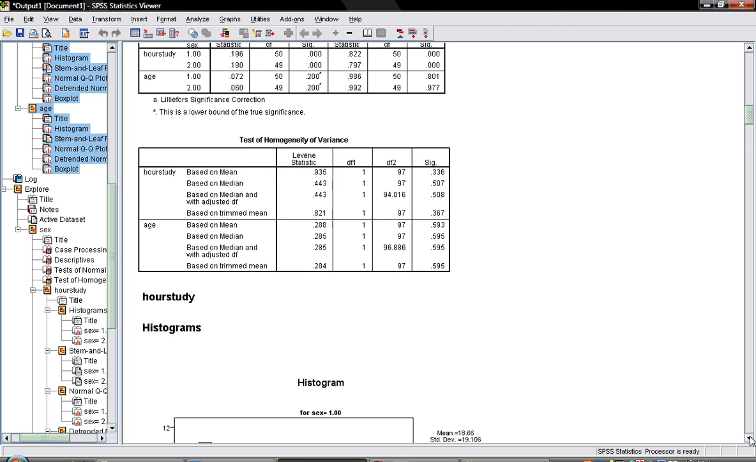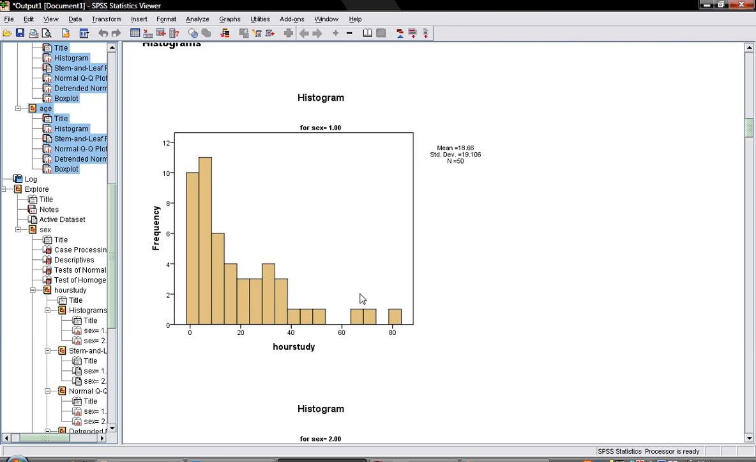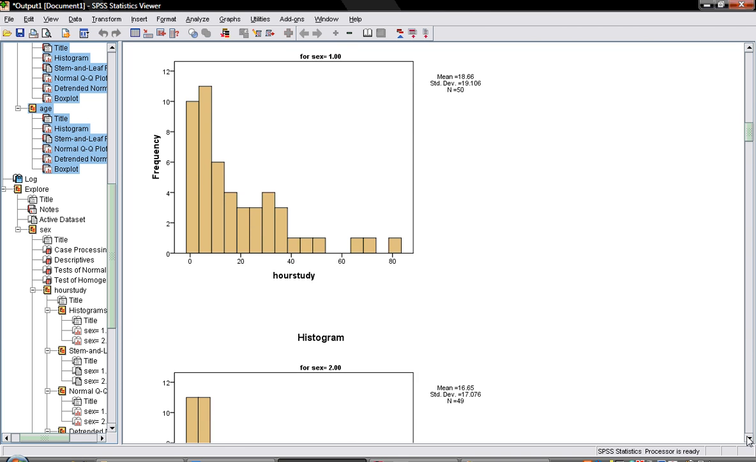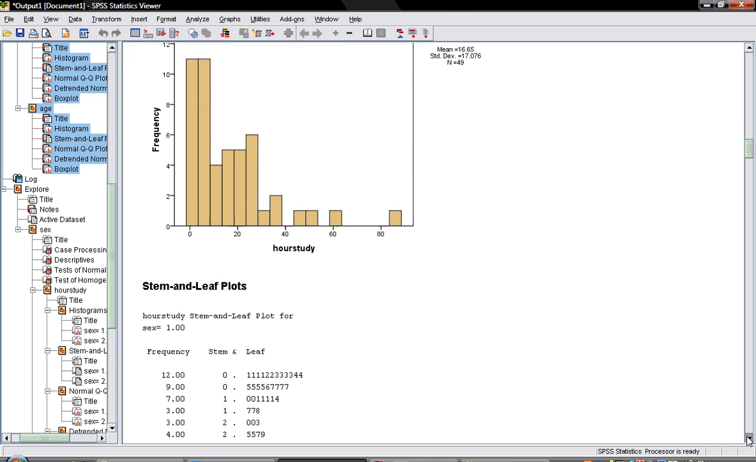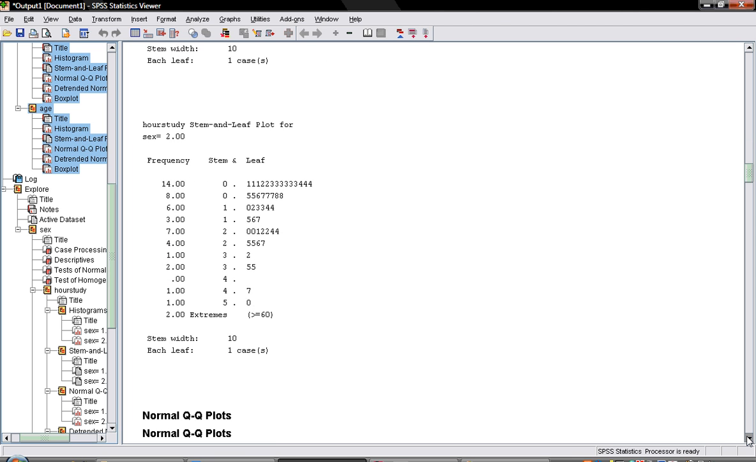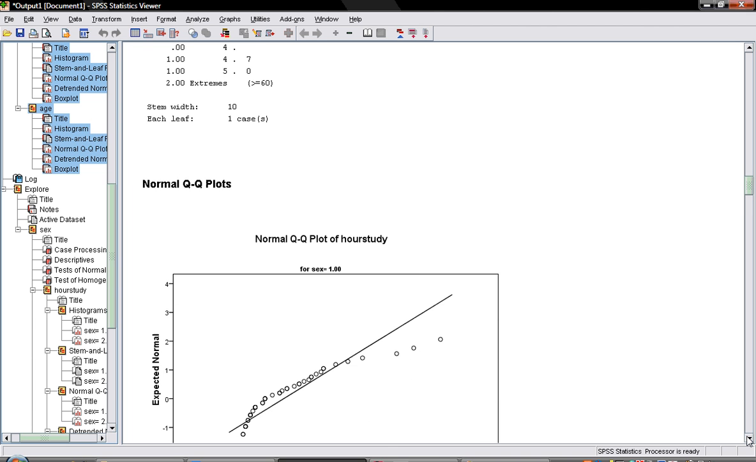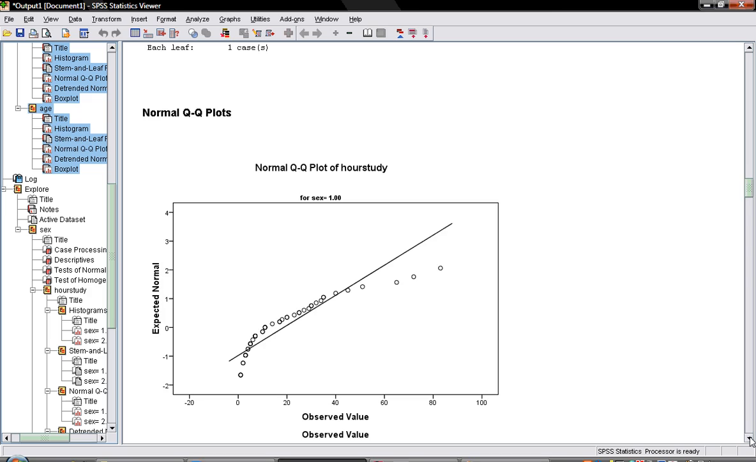We can explore it even more with the graphs. For hours of study, as you can see, it is positively skewed in male as well as in female. The stem and leaf plot gives almost the same result. Then we have the quantile plot. It is not normally distributed. The line here represents the expected data, and the circles here, we are looking for data that overlap this line for normality. However, this case is not normally distributed.